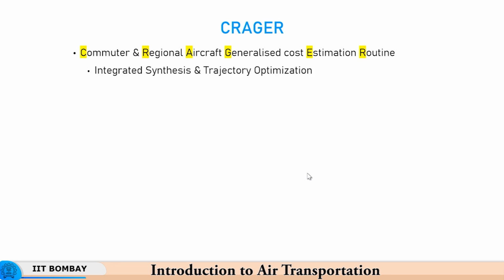So, this particular program or procedure can be used for carrying out the synthesis and the trajectory optimization of a commuter or regional aircraft in a unified fashion, because as I mentioned, in such aircraft it is not only important what you fly, but also how you fly. So, the what part comes from the synthesis or from the configuration, and the how part comes from the trajectory or the mission profile that you follow. This tool is designed to analyze multi-stage missions of such aircraft.